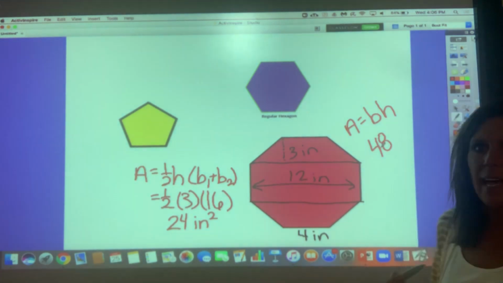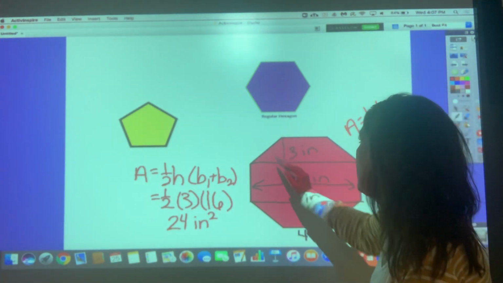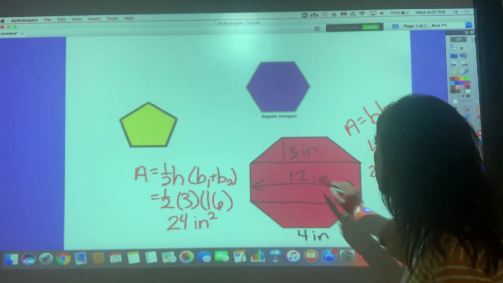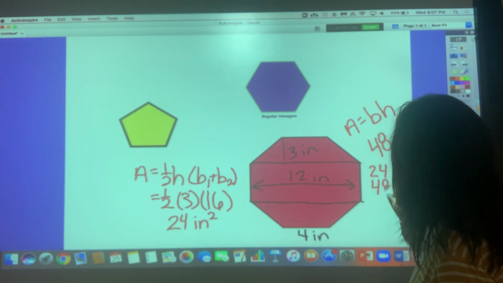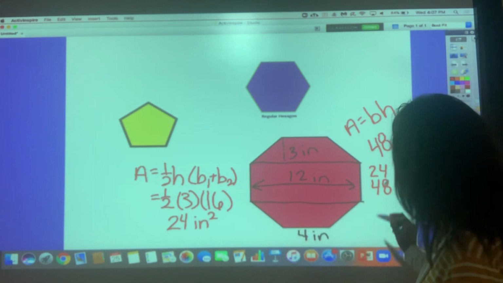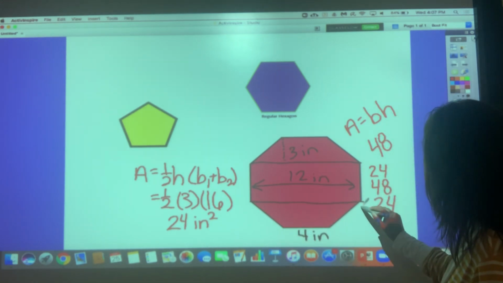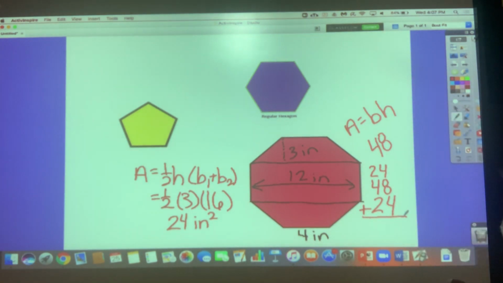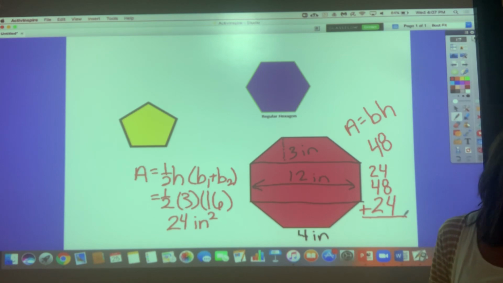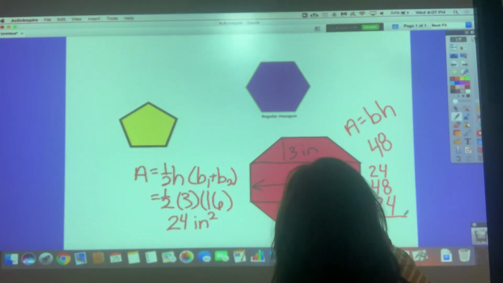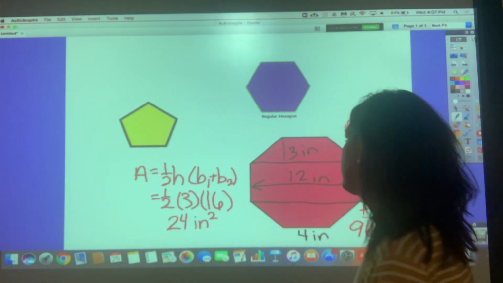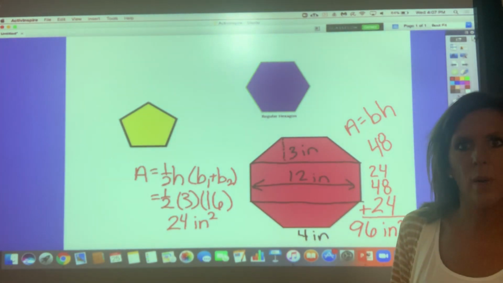Okay, then all we do is add everything together. The top trapezoid is 24, the middle parallelogram is 48, and the bottom trapezoid is also 24. So we're just going to add these 3 things together. I'll give you a minute to do that. So 24, 48, and 24. Hopefully you got 96 inches squared.